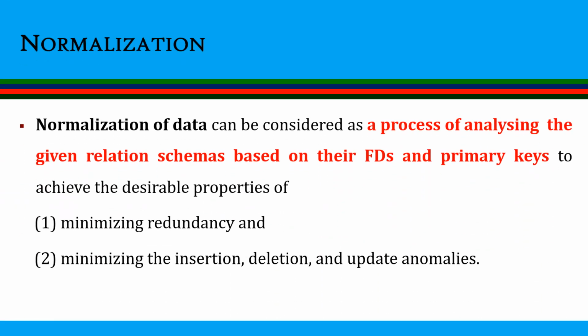The process of normalization is a formal method that identifies the given relation schemas based on their primary or candidate keys and the functional dependencies among their attributes. This process is done to decompose the unsatisfactory relation schemas into smaller relation schemas with desirable properties, like tables with minimum redundancy and minimum insertion, deletion or modification anomalies.